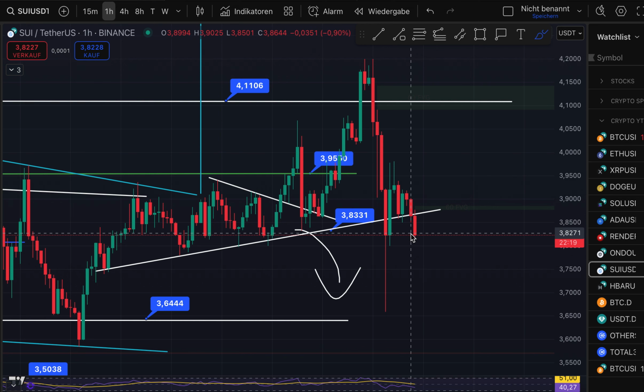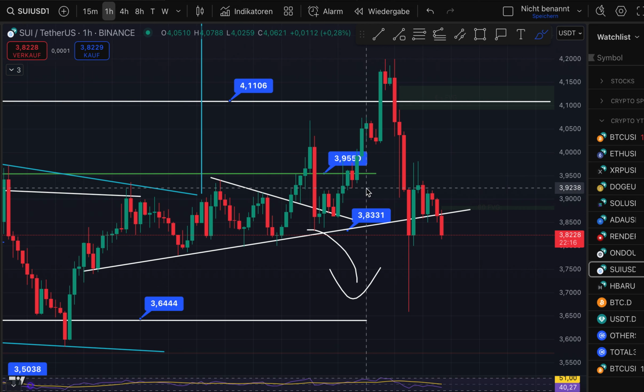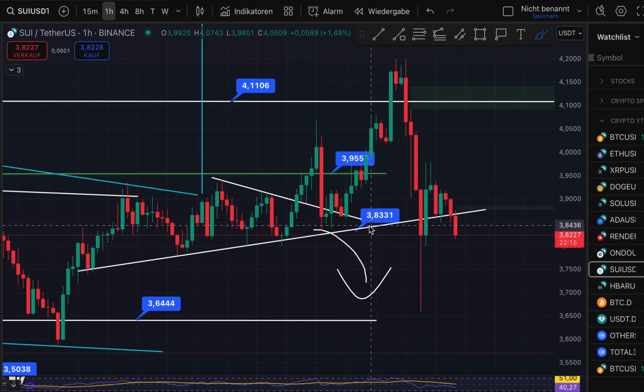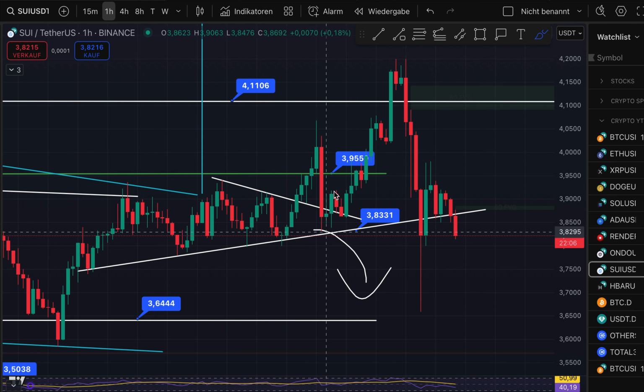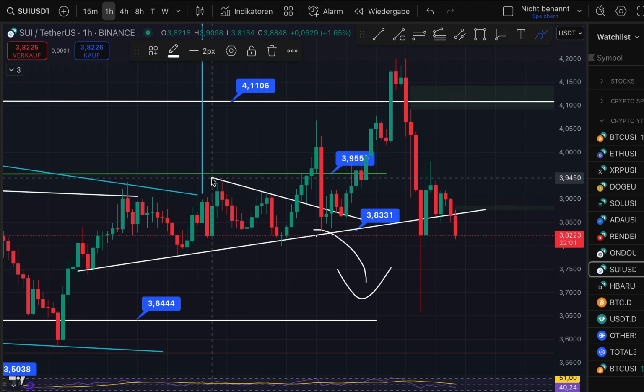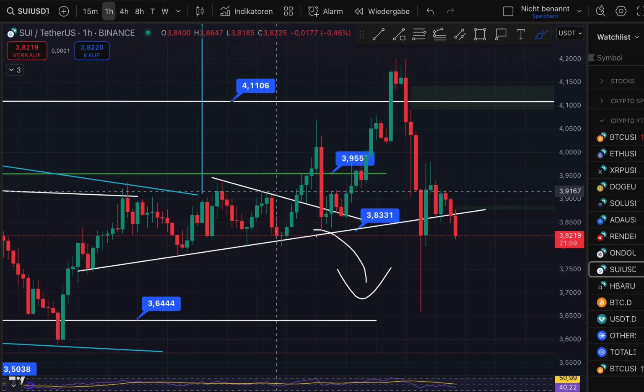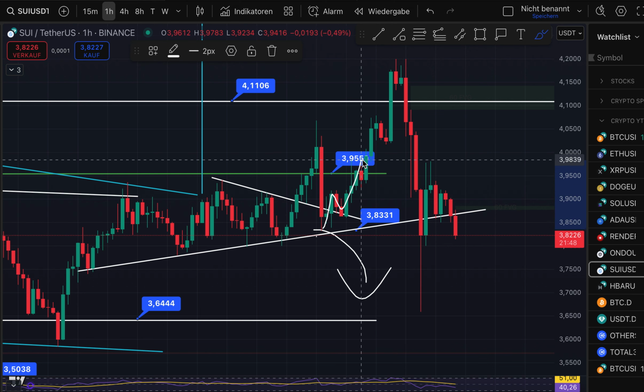A bit different is SUI. We have said about SUI that as long as we don't break the $3.83 to the downside, means this white trend line, which we didn't, we got here our support. We can still reach for the $4.11. We had here a white trend line. I used this as long entry before, where we got here breakout, retest, follow through. Here I use it again, breakout, retest, follow through.